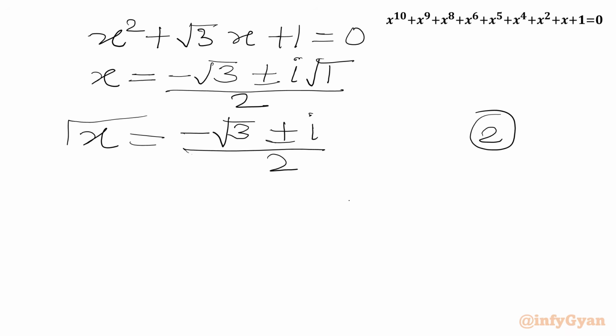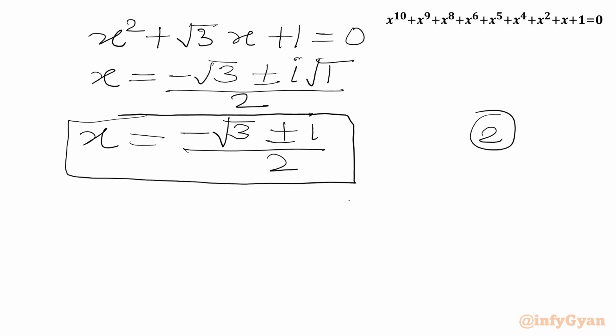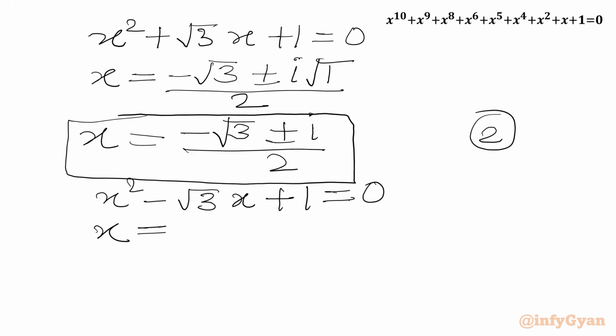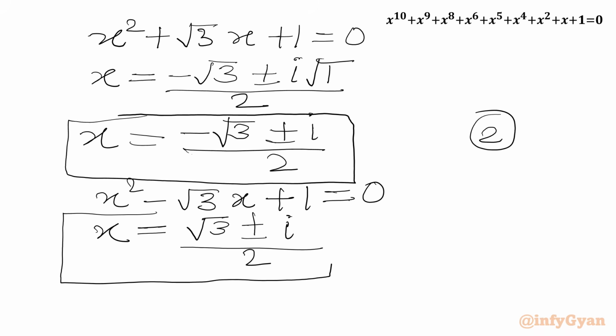Now we have one last equation. We will write x square minus square root 3x plus 1 equal to 0. We will get here x equal to square root 3 plus minus i, square root 1 is 1, over 2 times 1 is 2. So we have 10 complex solutions for our equation. Two solutions from the last equation. So 4 plus 2 plus 2, overall 10 complex solutions.